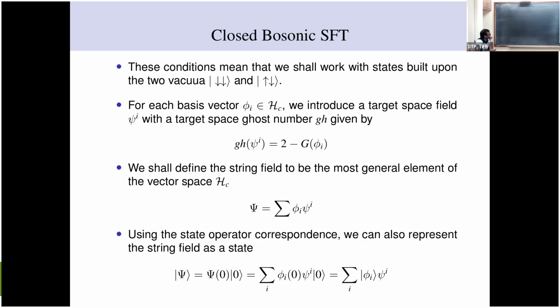And we now construct a generic element of this vector space HC, which would be given by some basis element multiplied with this coefficient field psi I, which are interpreted as target space fields. And using the state-operator correspondence, we can also represent this operator psi as a state. So the psi state you could write as psi(0) acting on the vacuum. So this is phi I(0) psi I, and then you can commute psi I across phi I(0) because phi I(0) is Grassmann even, and you can write it as a state.